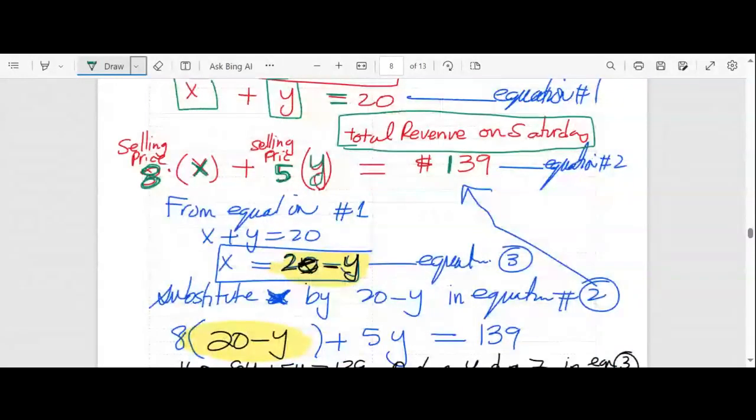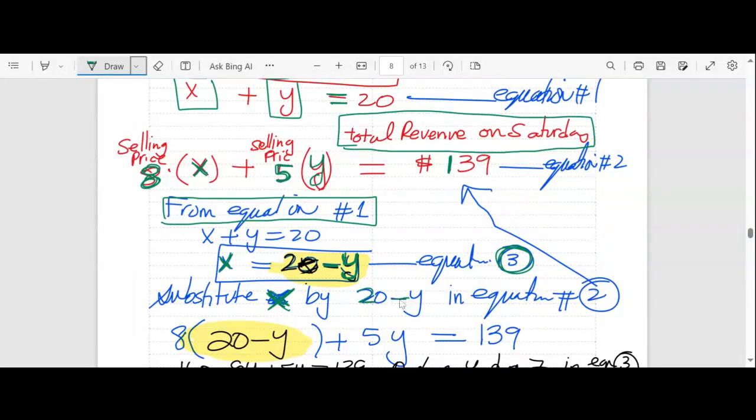So now we're going to combine both of them together. Look at equation number 1: X plus Y equals 20. That's the total number of female plus male equals 20 birds. I will say X equals, and then move the Y to the other side, so it becomes negative Y: X equals 20 minus Y. So I got equation number 3. Substitute X by 20 minus Y in equation 2.